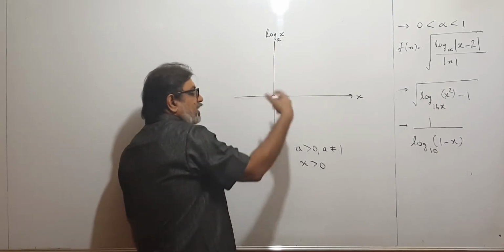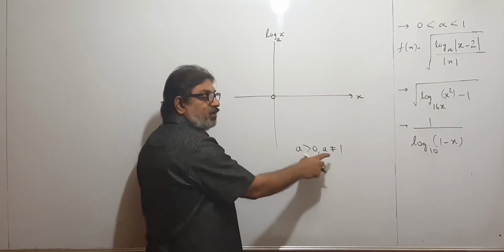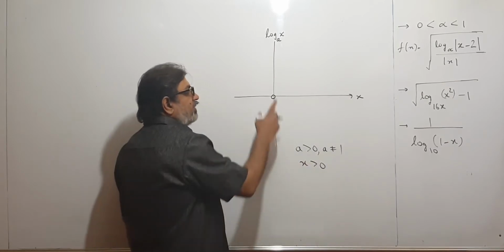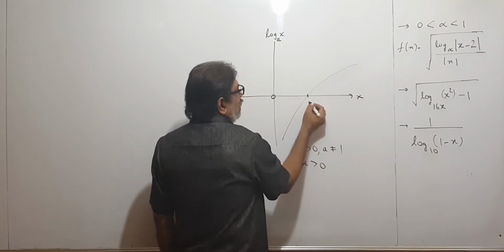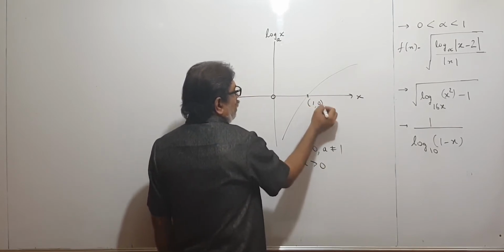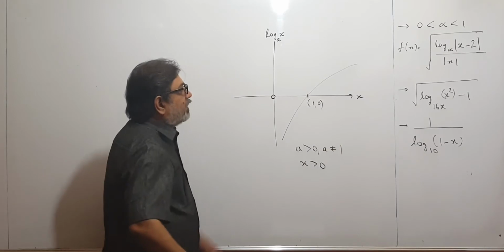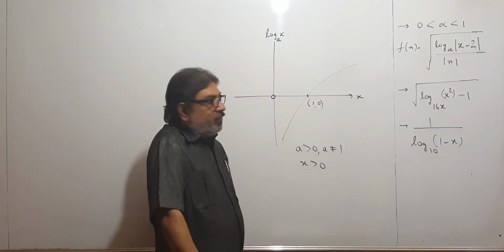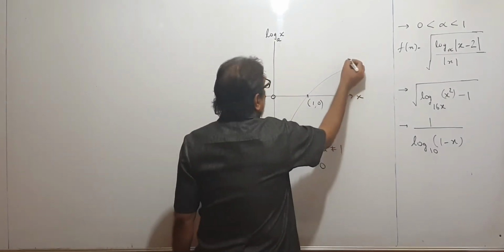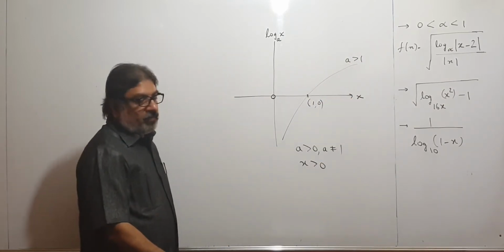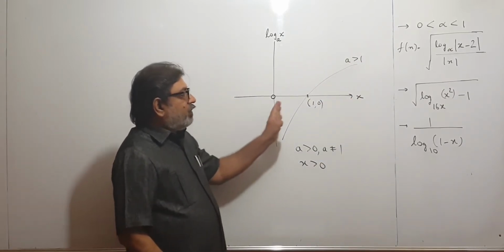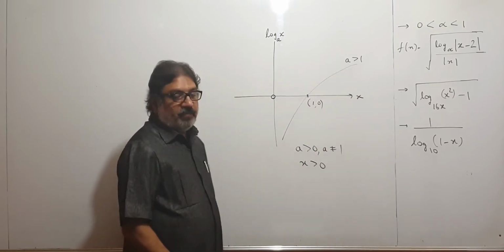When a is greater than 1, see, a should be positive but not 1. When a is greater than 1, your graph goes like this. This is the point (1, 0). When x is 1, log 1 will be 0. So this is the graph when your base is more than 1. It is an increasing function. As you go from left to right, the graph rises.